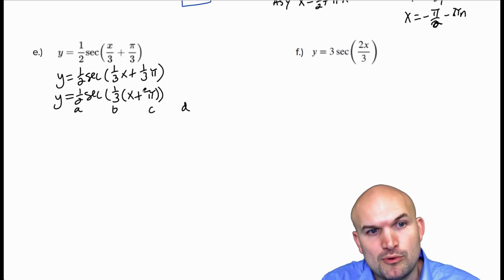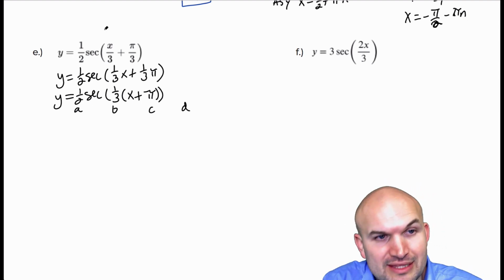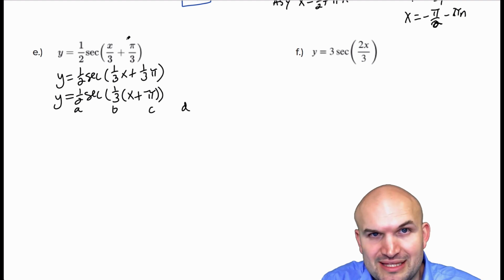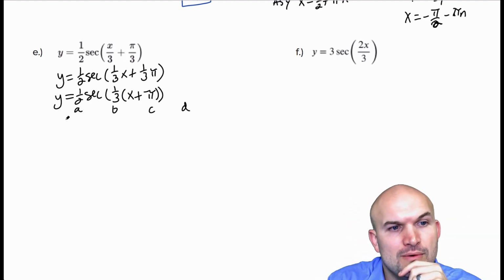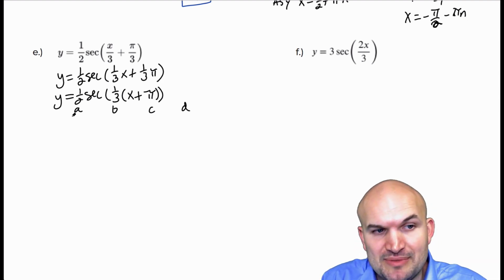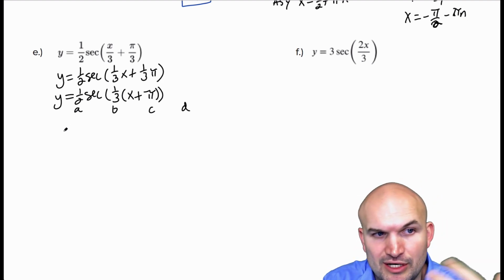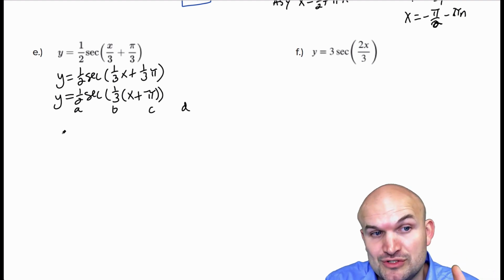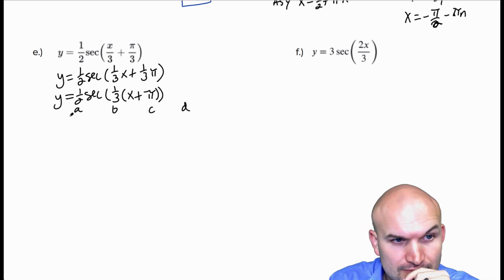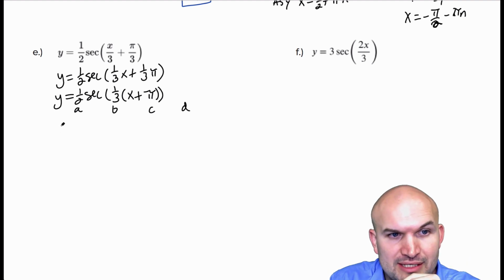But that's why it's so important to put it in this format rather than this one where the B and the C are kind of hard to identify unless you know what you're looking for. So again, A is really not going to be doing too much for us as far as an answer for secant, but it is going to help us identify the range because that is going to affect the range of secant. So let's go and look at the period.